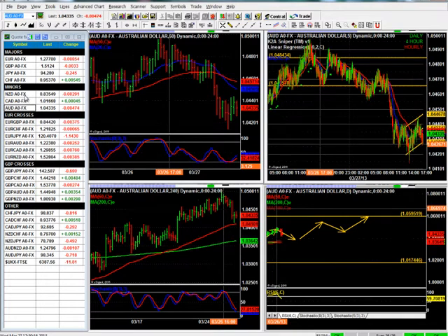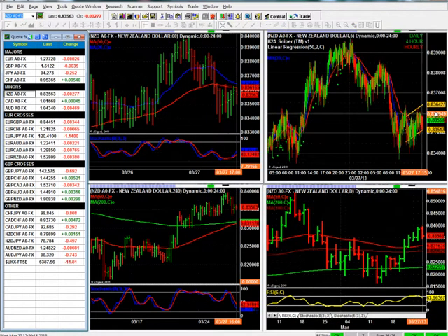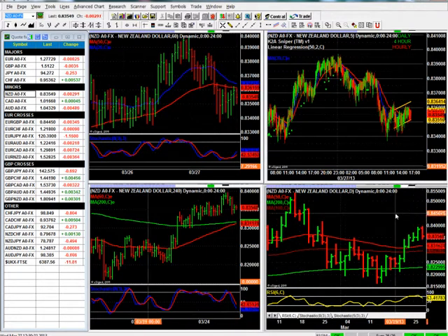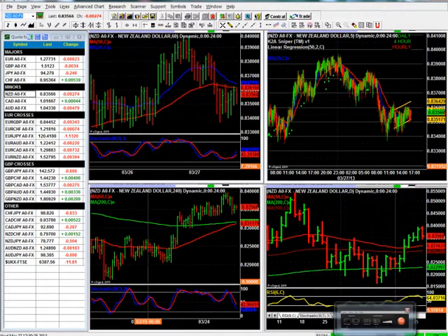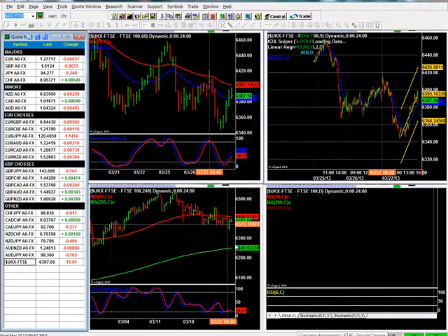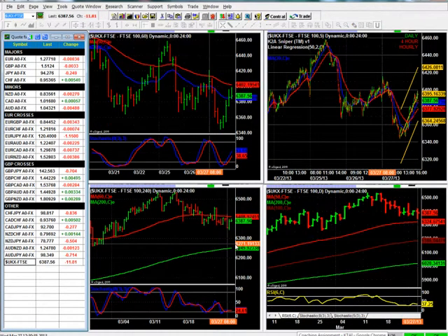Kiwi looks very, very similar to that one. As they have a very similar economy, they tend to do the same thing. What I'm going to do now is I'm going to have a quick look at the FTSE. Right, this is the FTSE here.